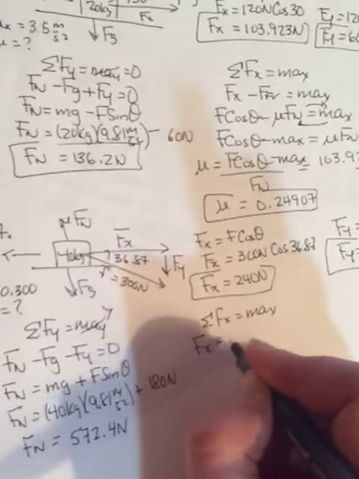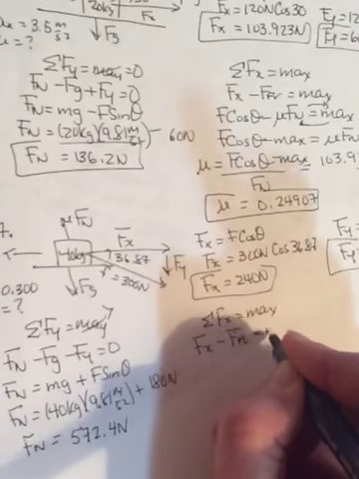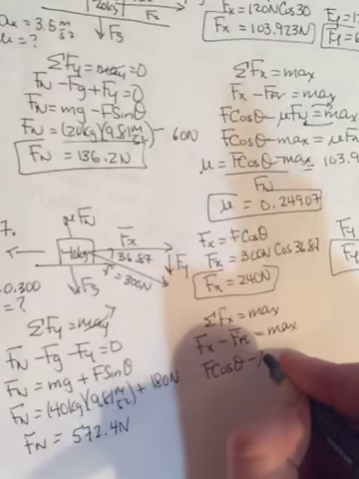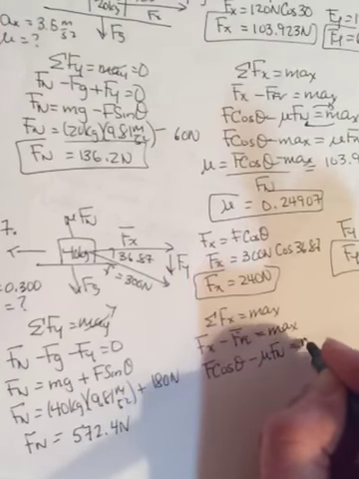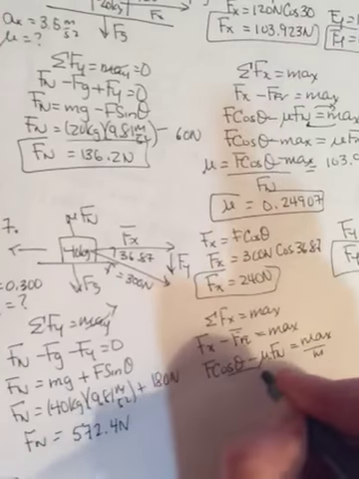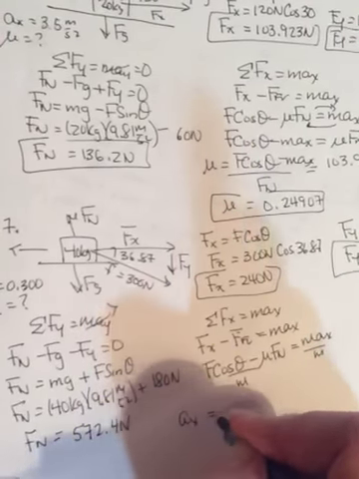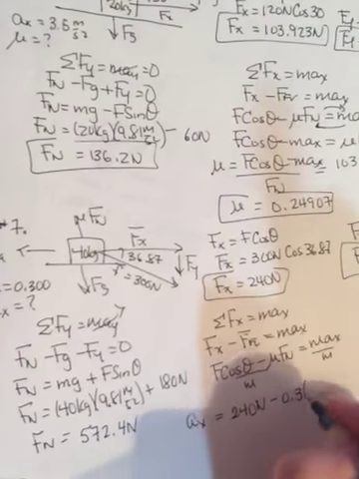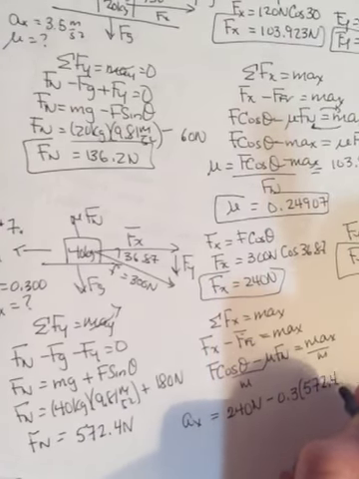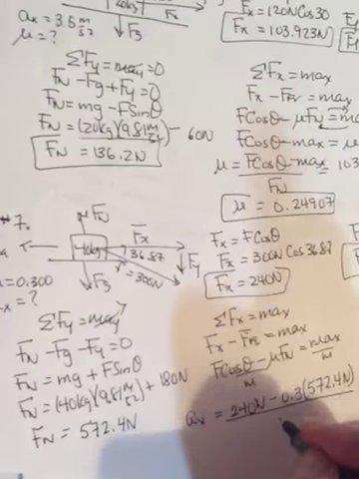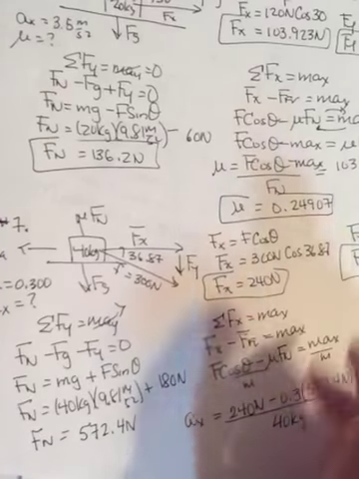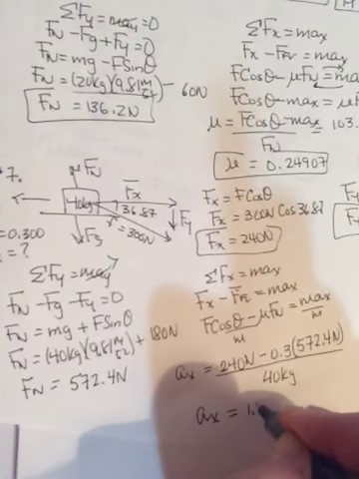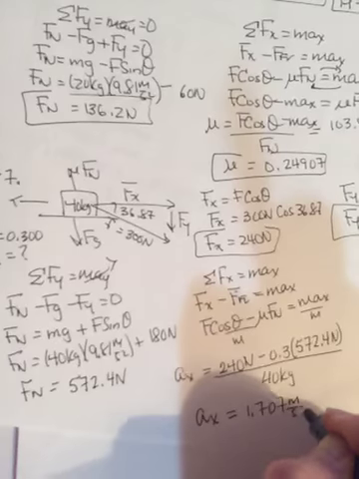Then you go to sum of the forces in the x direction. So we have Fx minus friction is equal to max. Fx is F cos theta, and friction is mu Fn is equal to max, and we're solving for a. So ax is going to be equal to 240 newtons minus 0.3 times our 572.4, which you could have done in a separate step. I was just trying to save time, divided by 40 kilograms. And when you do this, you should get an A of 1.707 meters per second squared.